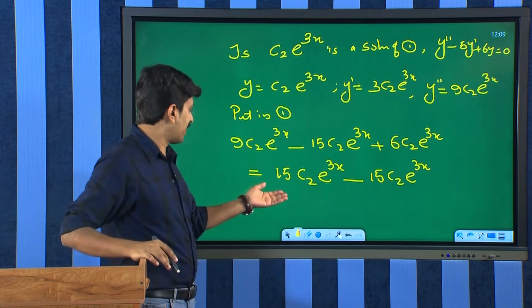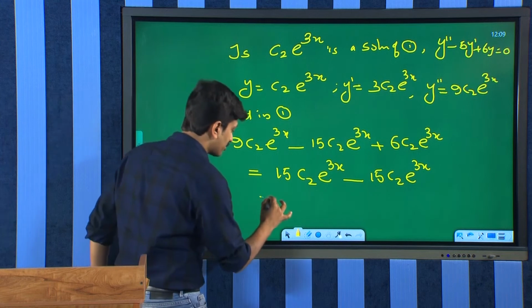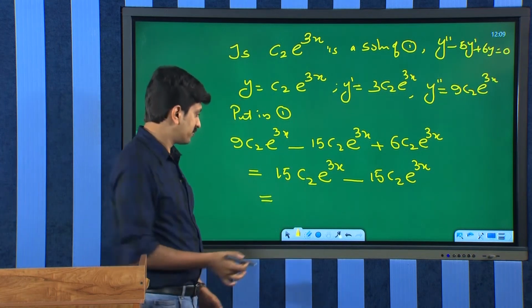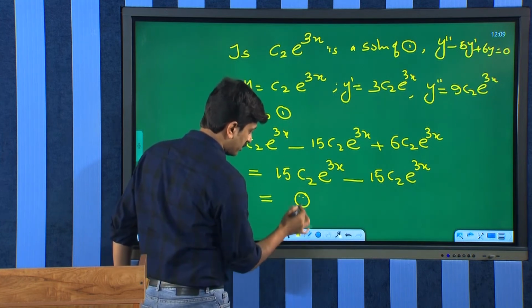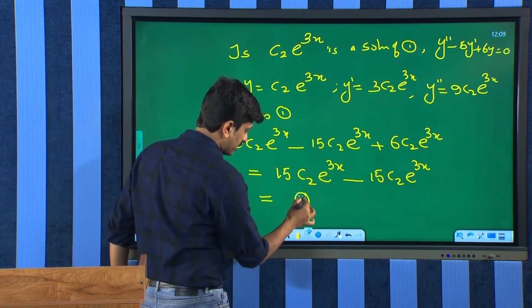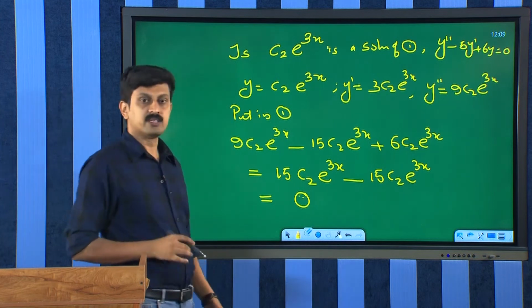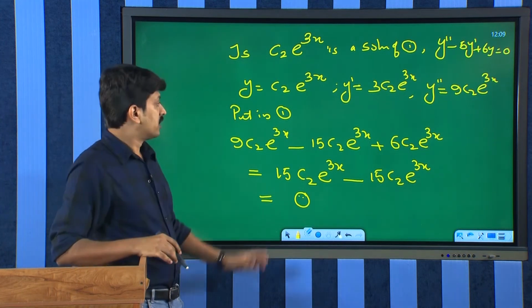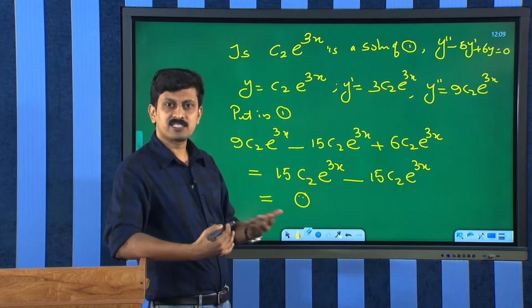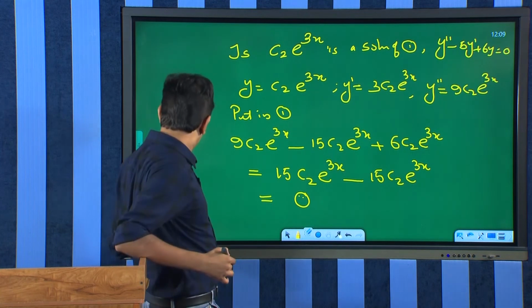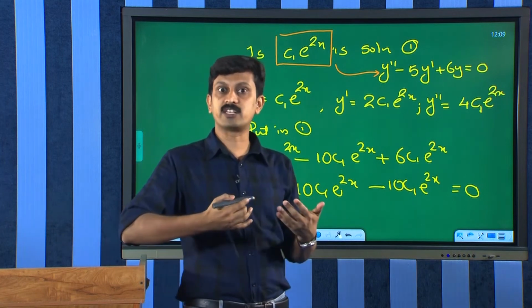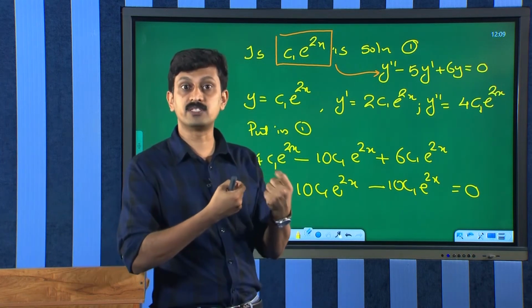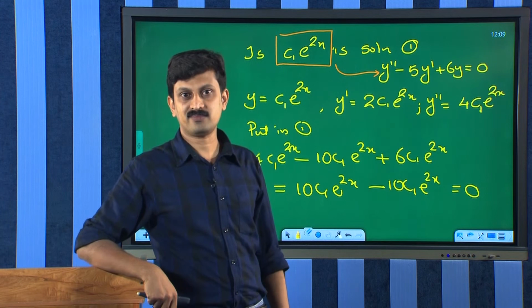Okay, fine. This is equal to 0. So, it satisfies this equation, fine, equal to 0. So, see the game. We have C1 e raised to 2x as a solution, whose general solution may be C1 e raised to 2x.